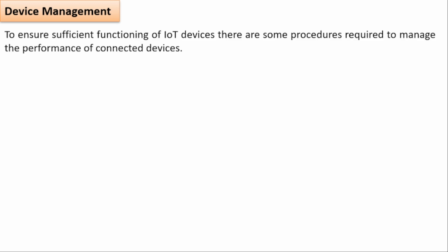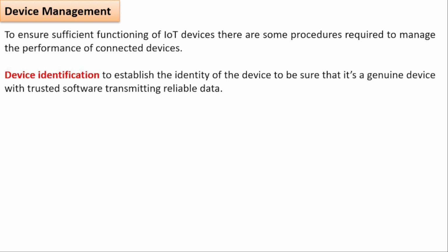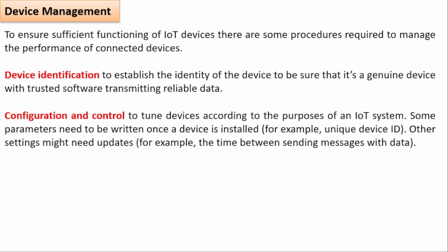To guarantee the effective operation of IoT devices, specific procedures are essential to manage the performance of interconnected devices. These procedures encompass various tasks. Device identification. This involves authenticating the identity of each device to confirm its legitimacy and ensure it operates with trusted software, transmitting dependable data. Configuration and control.